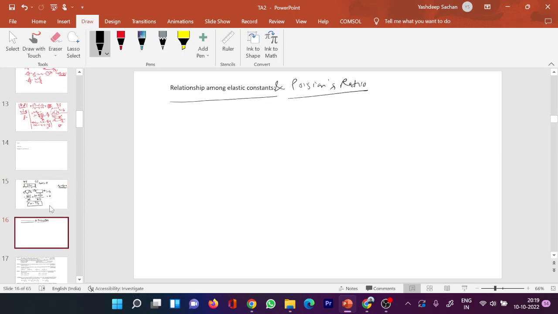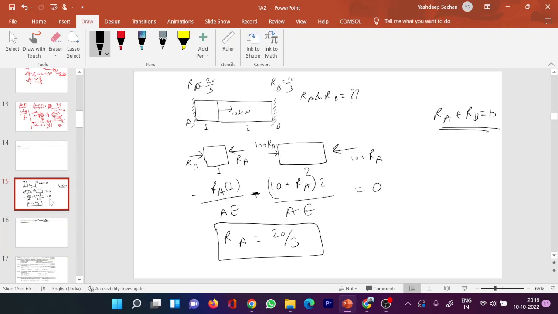Sir, how is it 3, sir? AE value? Not getting. What are you saying? Means 20 by 3, how is it 3, sir? No, you just simplify it. AE here will go to 0, it will go out. And here minus RA.